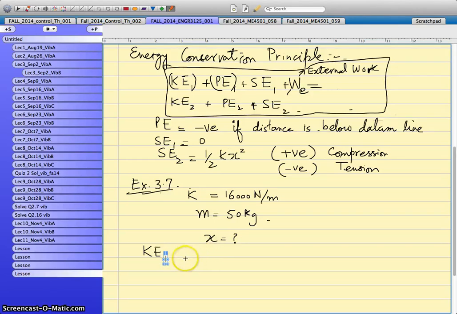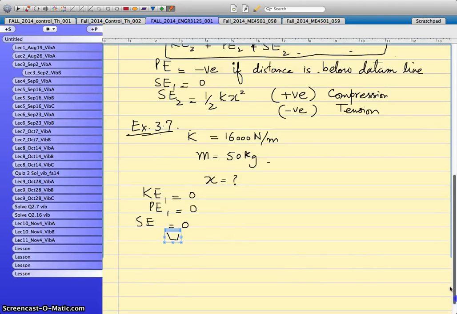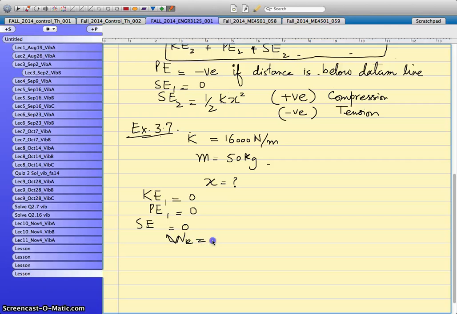What is the kinetic energy at 1? It is 0. And what is the potential energy at 1? The datum is located at position 1, so this is 0. What is the strain energy? It is again 0. It is undeformed. That has been mentioned, that this is an undeformed spring. And for the external work, remember there is no force acting on it, so external work is 0. All the left hand side terms are 0.